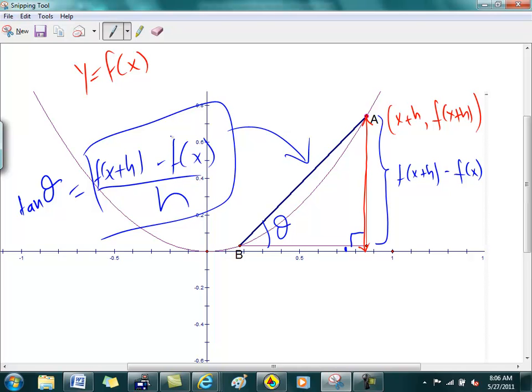Does everybody know that the tangent of an angle is the slope of a line? Right? Rise over run. You guys with me on that? What's the slope of a line? Rise over run. Right? Here's your rise.